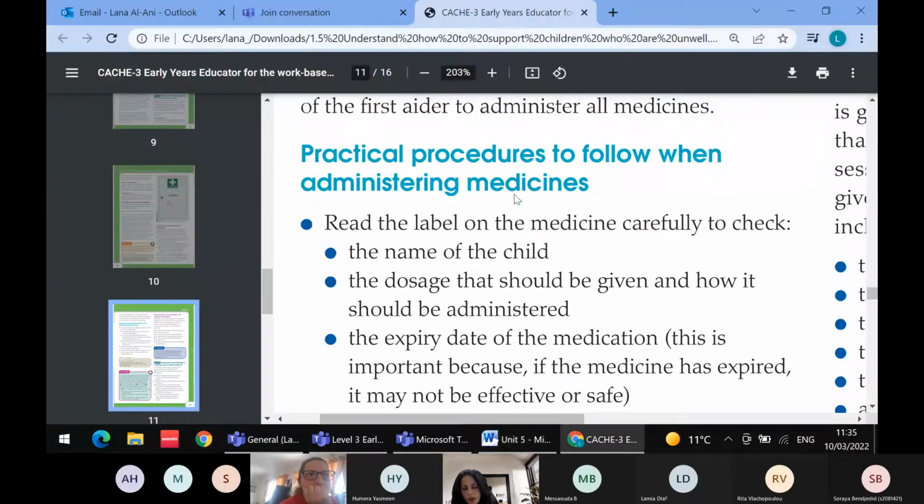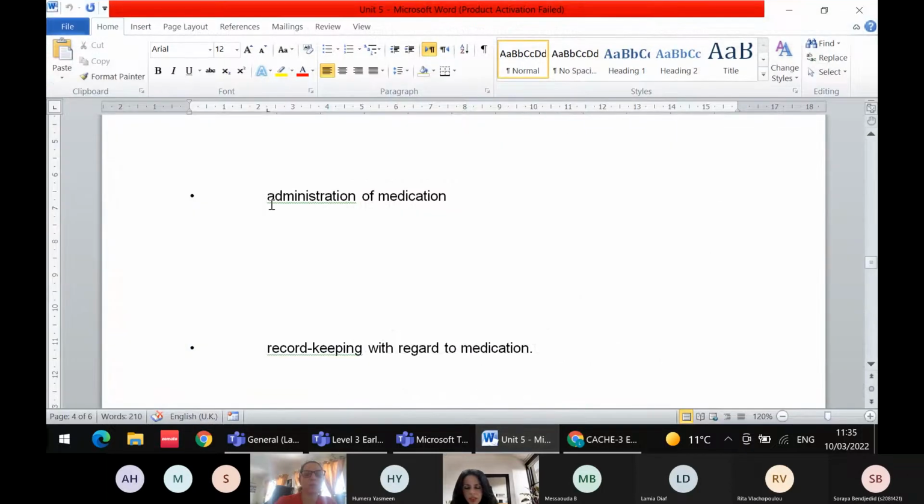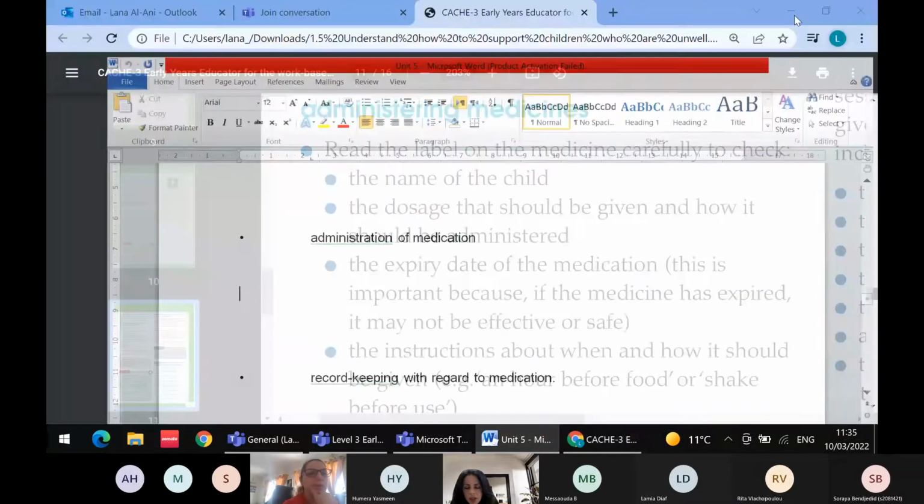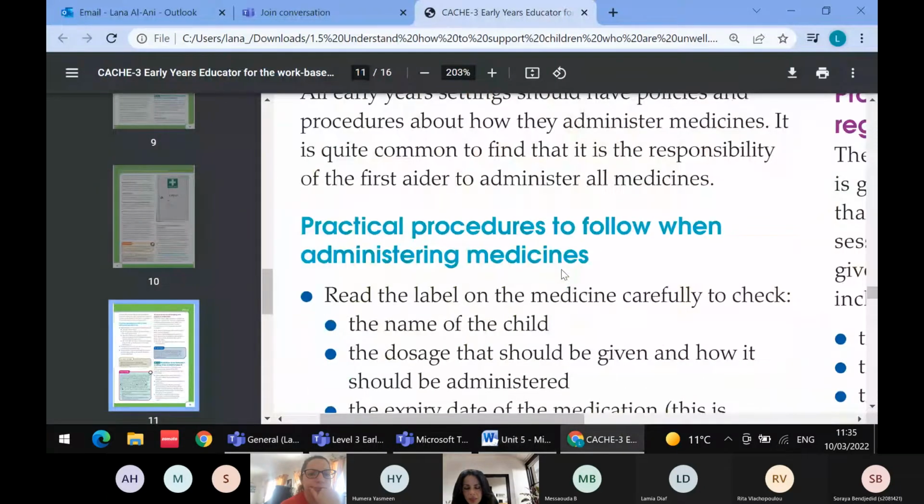Okay, so practical procedures to follow when you do the administering of the medication. So what would you do? First of all, you need to read the label. When you answer this question where it says administration of the medication, it's good to talk about what is administration of the medication and what's the process.